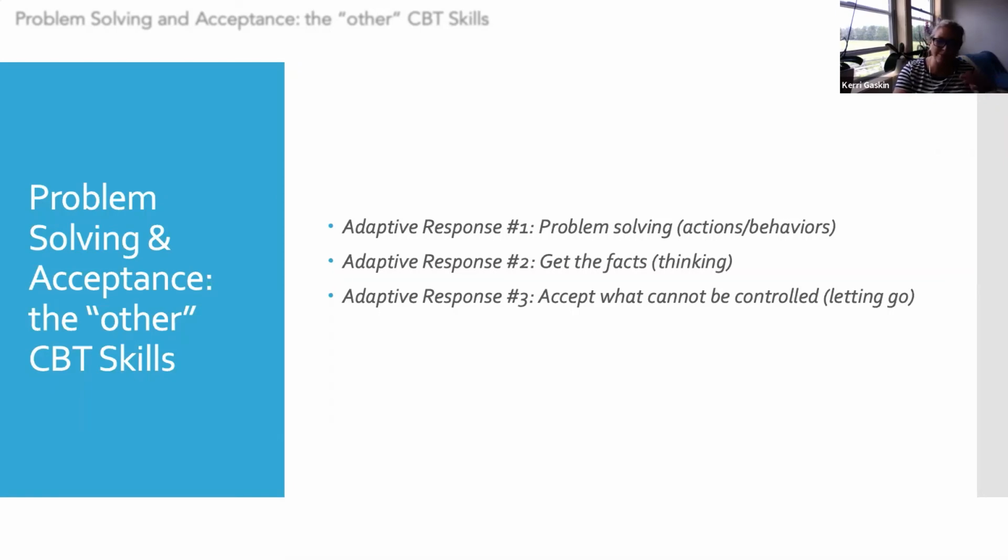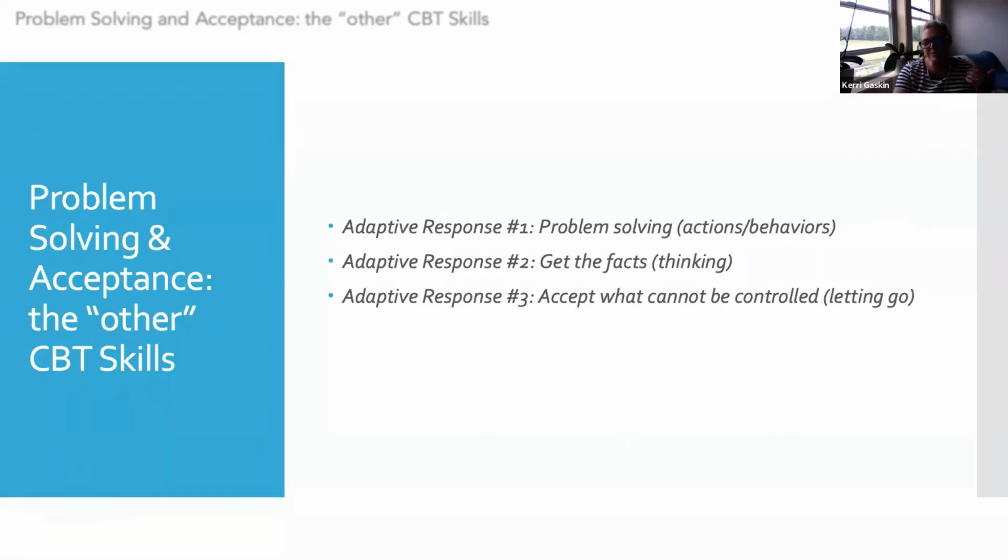If we look at adaptive response number 2, getting the facts, this is a cognitive skill to better understand the facts of a situation. Perhaps there is a problem, perhaps there isn't. So sometimes the first step is to understand the facts of a situation and then decide whether or not to use your problem solving skills or accept things that are outside of our control.